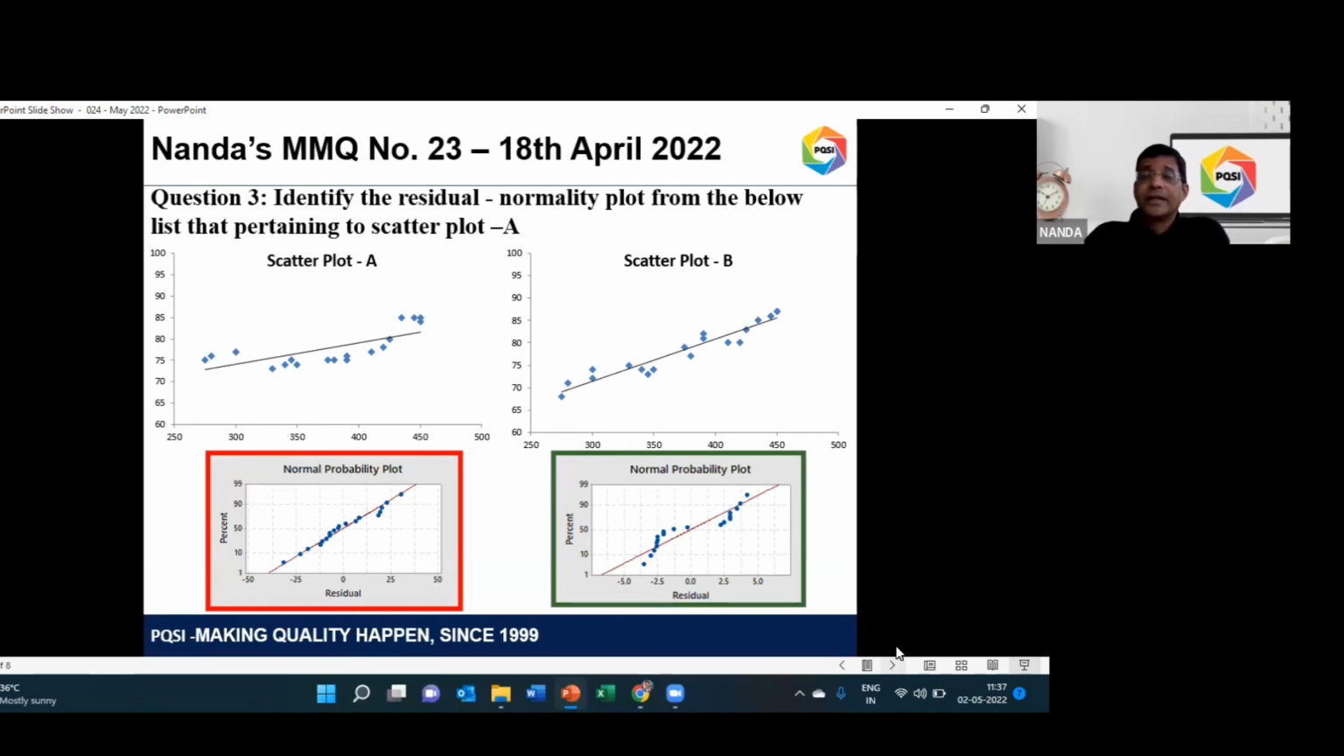One of the important assumptions when you set up a regression model is that the residuals follow a normal distribution.